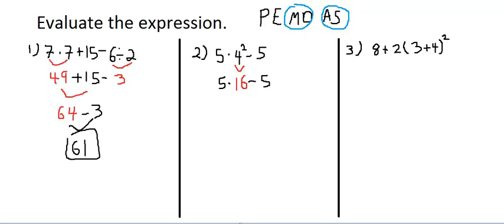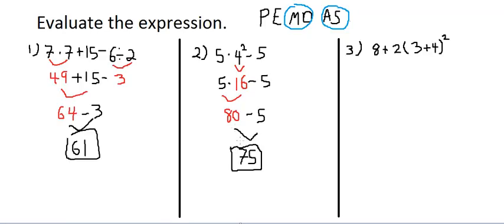Now we've got multiplication and subtraction, and multiplication comes first. So we do 5 times 16, which is going to give us 80, and bring down the rest of our problem, that minus 5. So we get 80 minus 5, which gives us our final answer of 75.